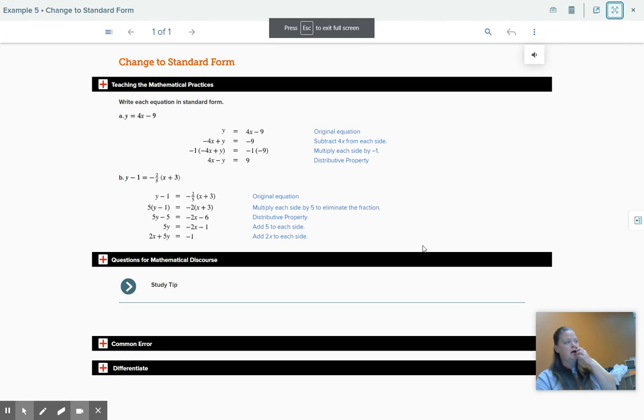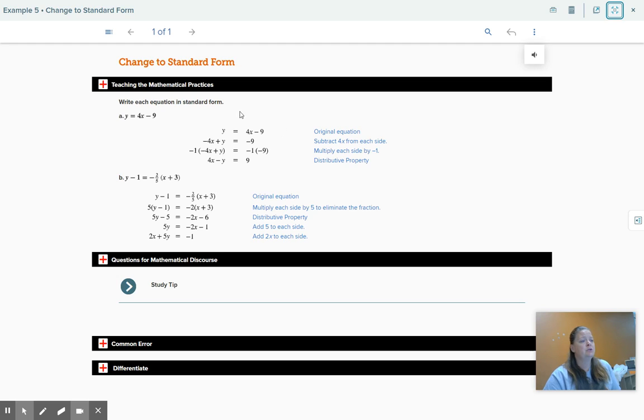Okay. Example number 5, we're going to take our equation and change it to standard form. We want to write each of these equations in standard form. So we have y equals 4x minus 9.